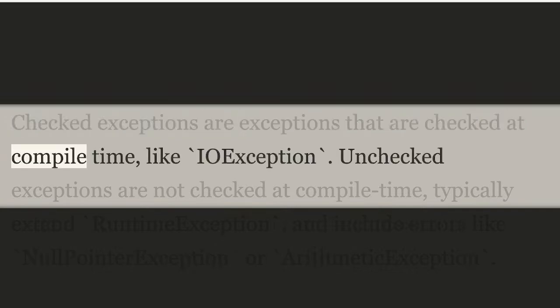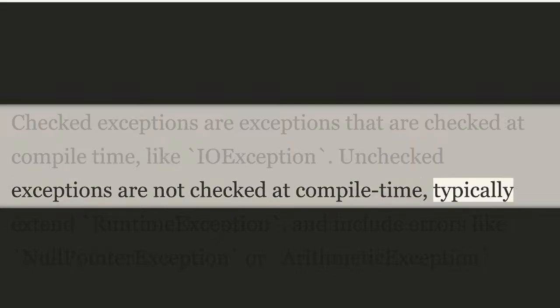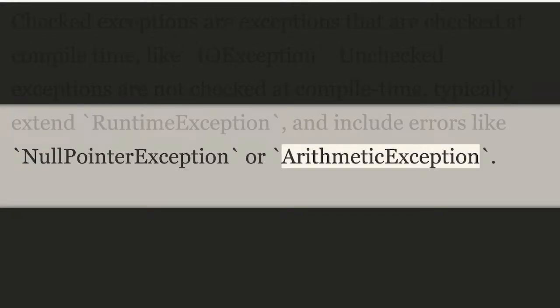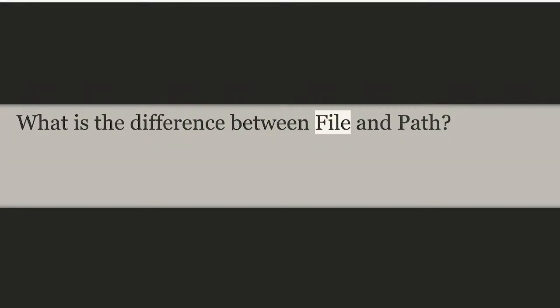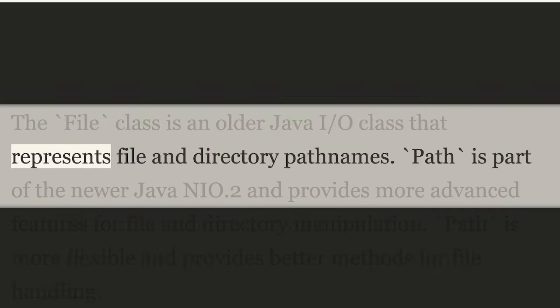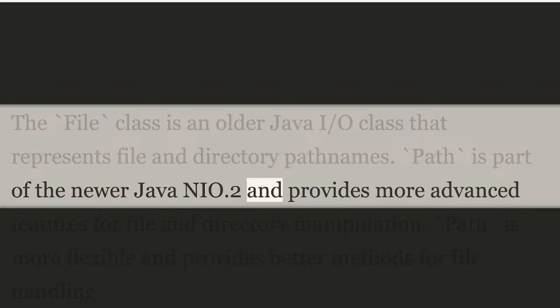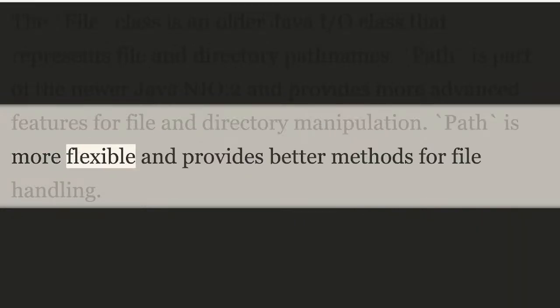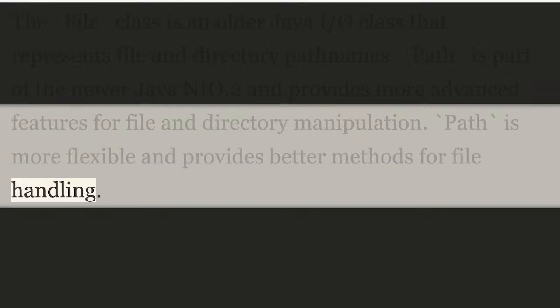What is the difference between a checked and an unchecked exception? Checked exceptions are exceptions that are checked at compile time, like IOException. Unchecked exceptions are not checked at compile time, typically extend RuntimeException, and include errors like NullPointerException or ArithmeticException. What is the difference between File and Path? The File class is an older Java I/O class that represents file and directory path names. Path is part of the newer Java NIO.2 and provides more advanced features for file and directory manipulation. Path is more flexible and provides better methods for file handling.